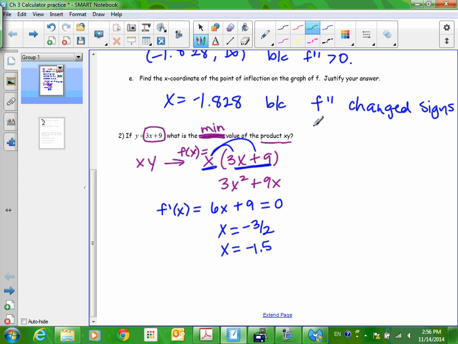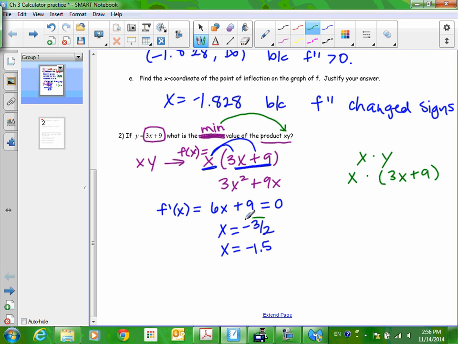What are we getting for x? Negative 3/2, or if you had a decimal, negative 1.5. Okay, the reason this is not my answer is because I want to know what the minimum of xy is. Okay, remember this is x times y. This is x times, I'm just rewriting what I already wrote down, it's x times this.